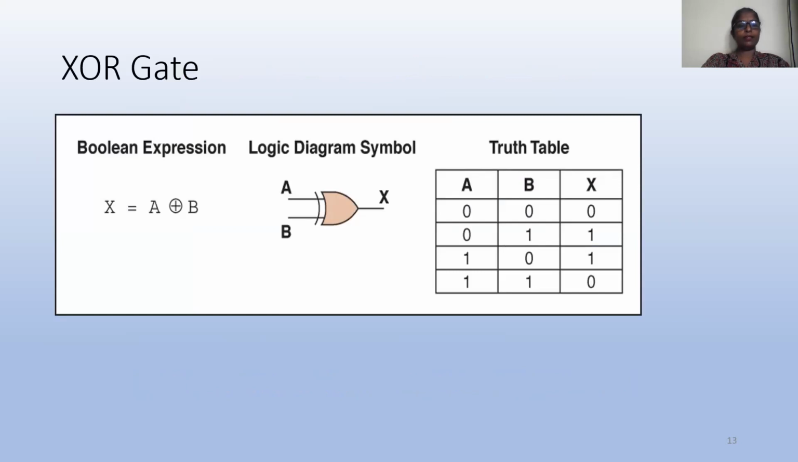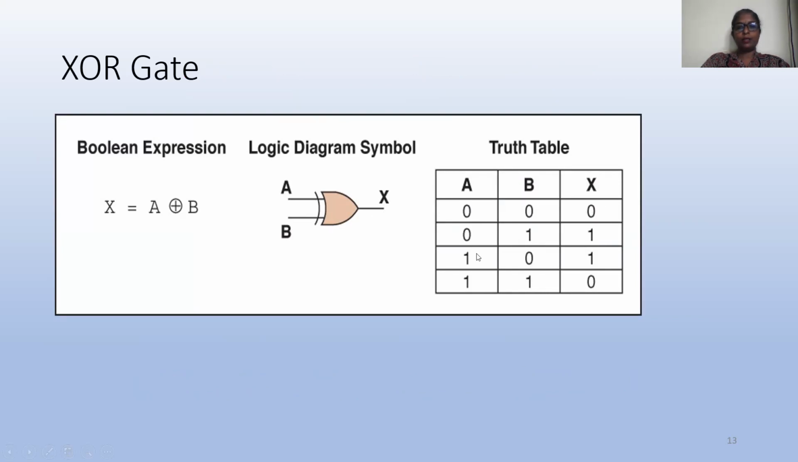XOR gate. A is XORed with B and your output is X. A XOR B is assigned to X. This is the Boolean expression for XOR gate. If there are different inputs, the output is 1. Okay, the same input, the output is 0.